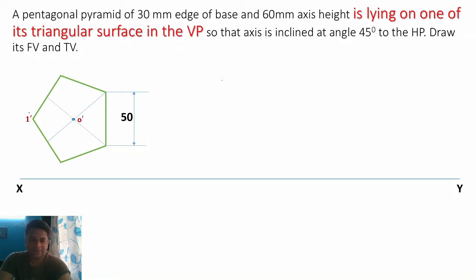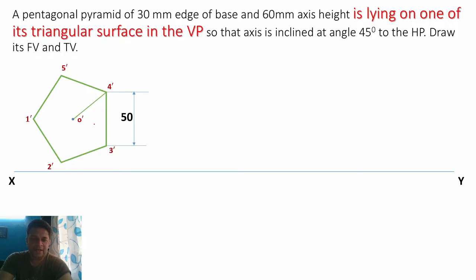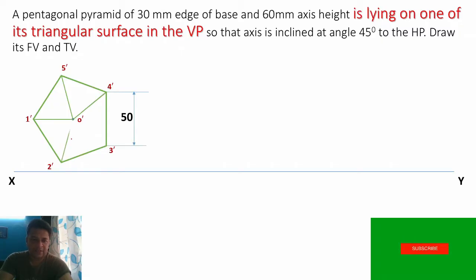We'll start from the left side and go in the anti-clockwise direction: 1 dash, 2 dash, 3 dash, 4 dash, and 5 dash. As it is a pyramid, we'll connect all the longer edges, so the apex gets connected to all the corner points. So O dash and 4 dash get connected, then 5 dash and O dash, then 1 dash and O dash, 2 dash and O dash, and at the end 3 dash and O dash. So our pentagon is ready.